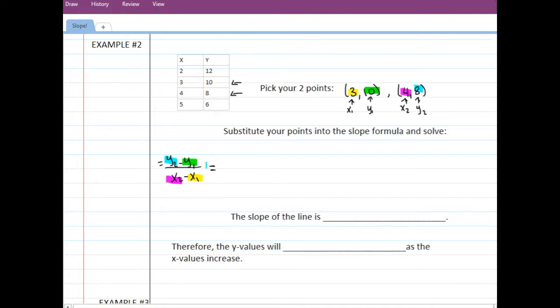So let's substitute our numbers in. We have y2, which was 8, minus y1, which is 10, over x2, which is 4, minus x1, which is 3. So let's solve this. 8 minus 10, that's negative 2, over 4 minus 3, that is 1. So our slope here is negative 2.